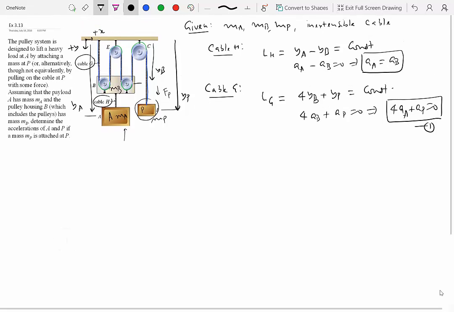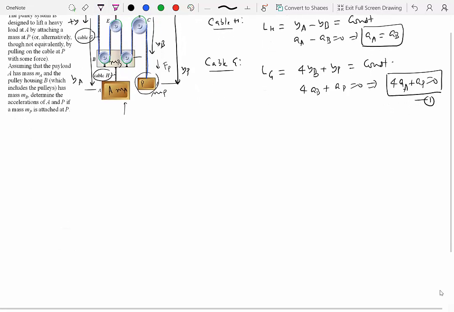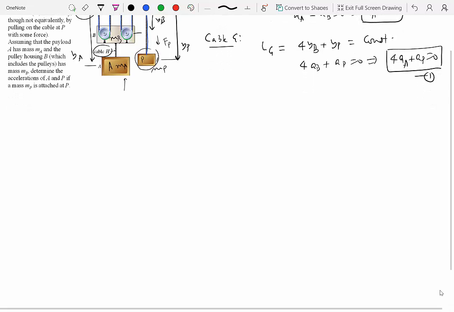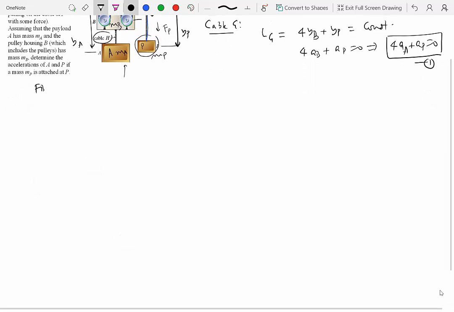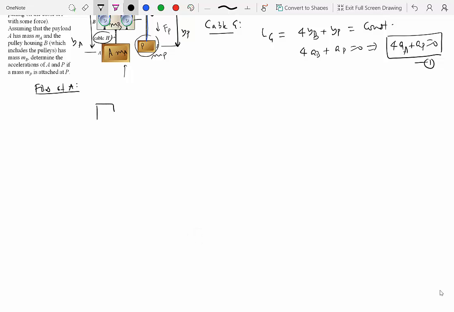So the next step after kinematic analysis, this is the kinematic analysis, is to draw free body diagrams, right? So let's start with that. So free body diagram of, let's start with A. So A, we have gravity. We have the tension in the cable, we'll call it T sub H.